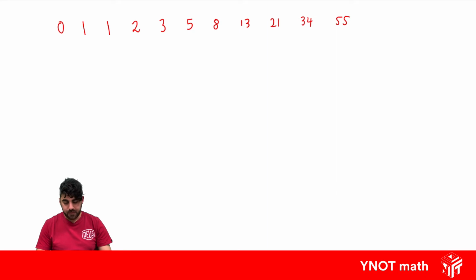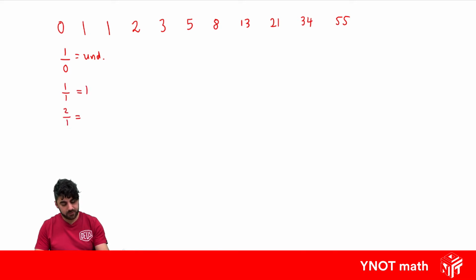Now, let's just have a look at what happens when, instead of adding the previous two, let's divide two at a time. So let's start off with 1 divided by 0, so taking the second and dividing it by the first. This is actually undefined. Anything divided by 0 is undefined. Now 1 divided by 1, looking at the next two, we get 1. 2 divided by 1, we get 2. 3 divided by 2, we get 1.5.